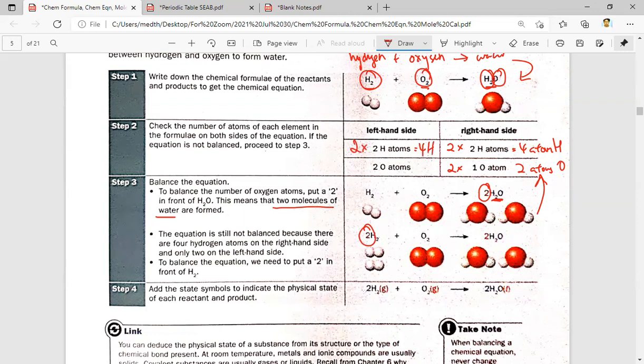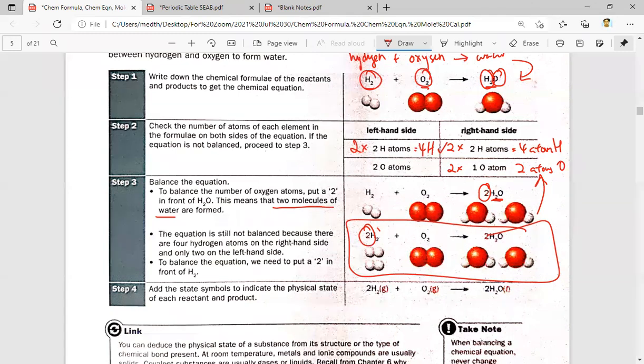Now we look at this whole thing together. How many hydrogens on the left-hand side? I have 4 hydrogen. How many hydrogen on the right-hand side? I have 4 hydrogen. So hydrogen is balanced. Oxygen, how many do I have on the left-hand side?